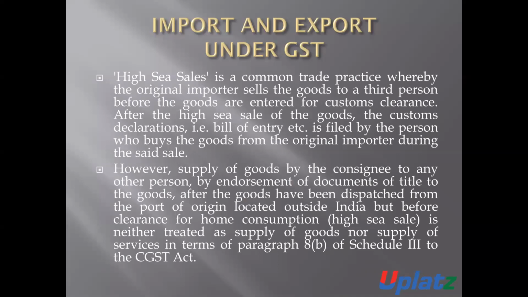However, when the goods are supplied by the consignee to the other person only by the endorsement of document of title to goods after the goods have been dispatched from the port of origin located outside India, but before the home clearance, then it will be considered neither as supply of goods nor as supply of service in terms of Schedule III. Means according to Schedule III, it will not be considered as supply.